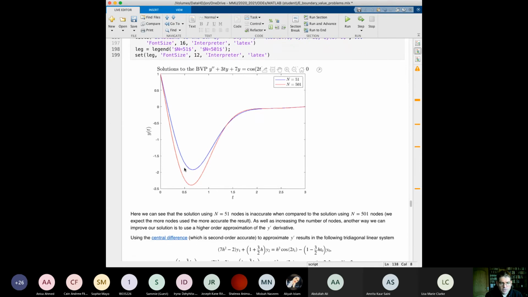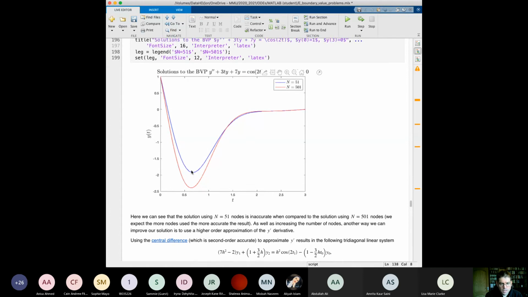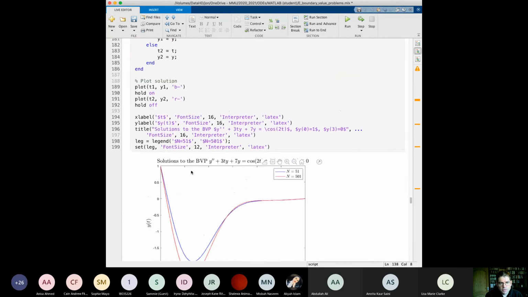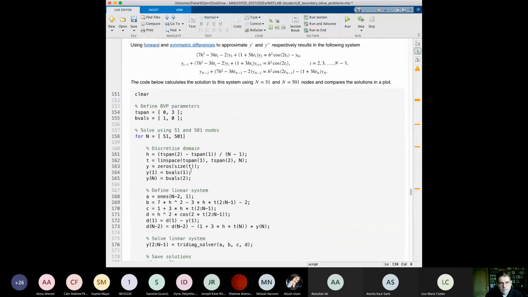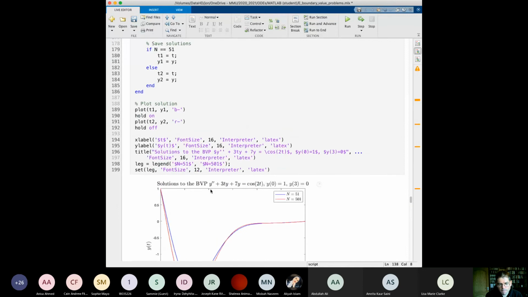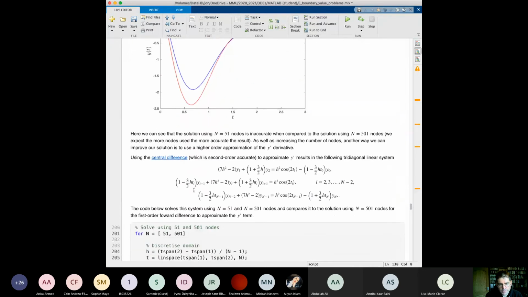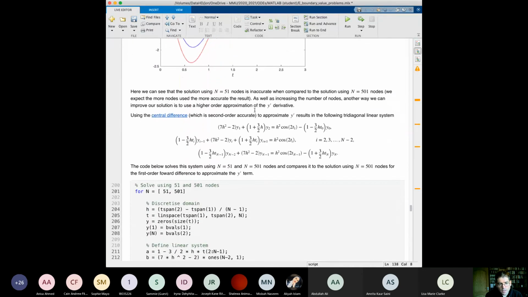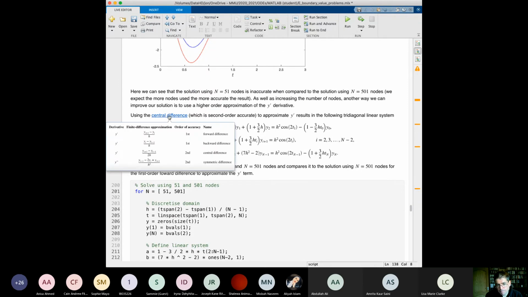So that's kind of inaccurate. Using 51 nodes wasn't sufficient for an accurate result. What we can do to improve our accuracy is, instead of a first order approximation for our first order derivative, use a second order approximation, which is the central difference formula, which is second order accurate. That was in the table above.